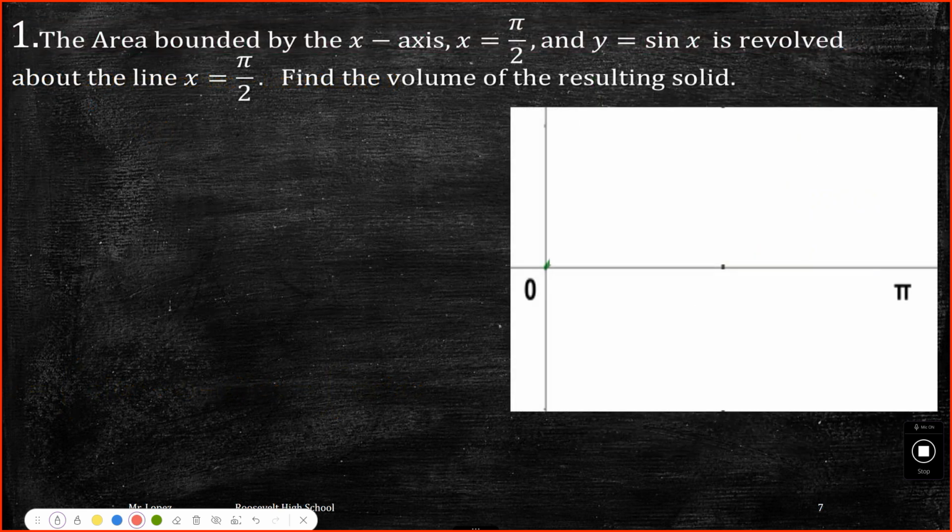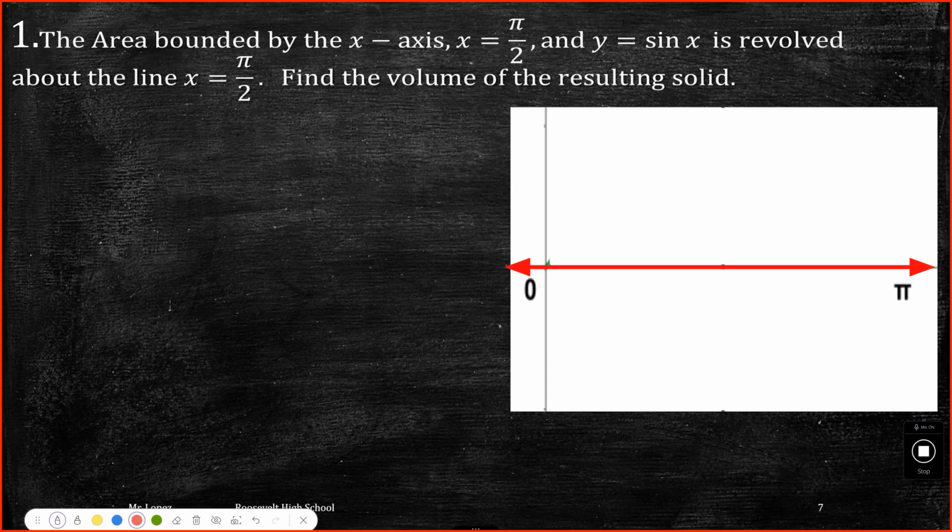All right, let's do the last one we're doing today. The area bounded by the x-axis, x equal to pi by 2, y equals cosine x, is revolved about the line x equal to pi by 2. Find the volume of the resulting solid.